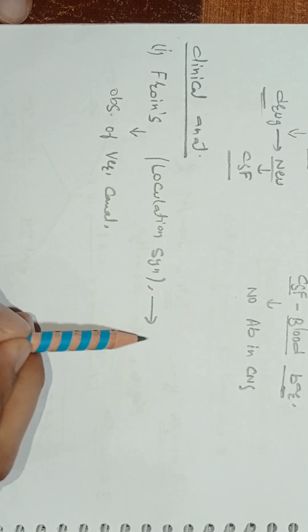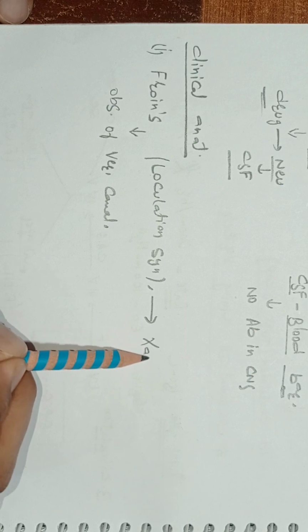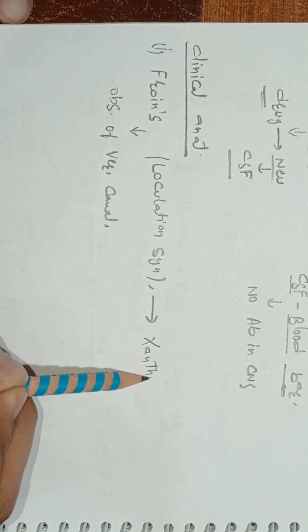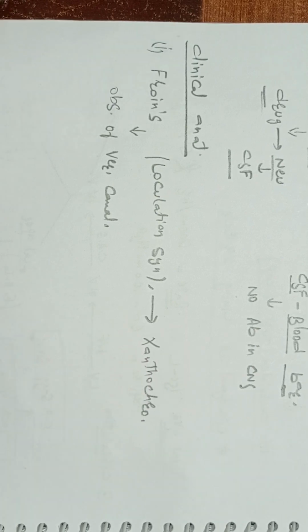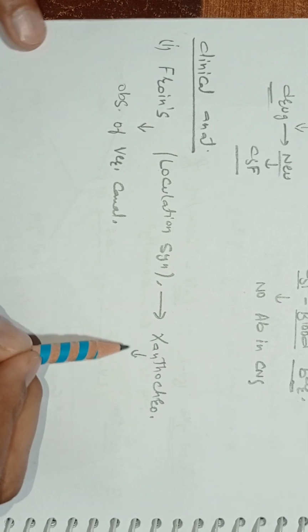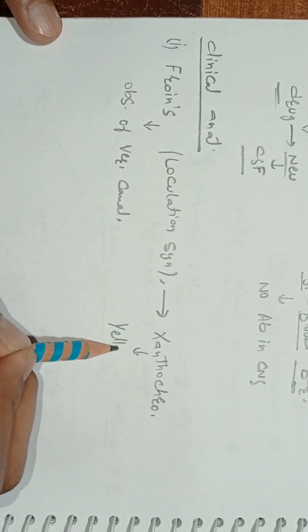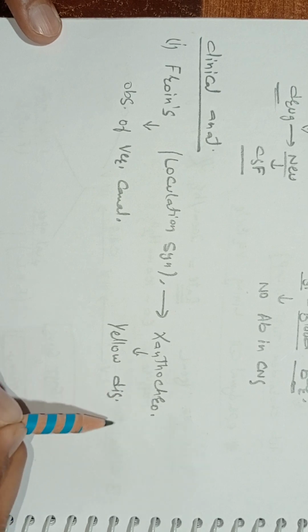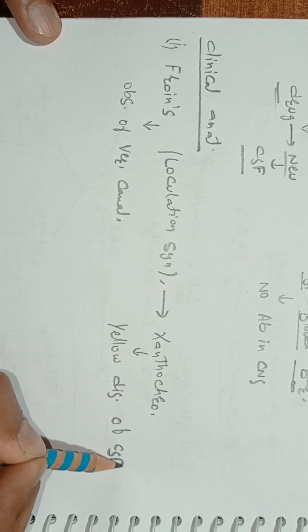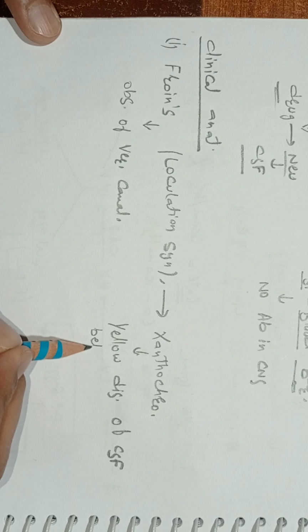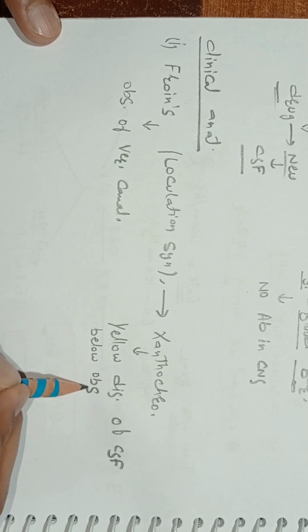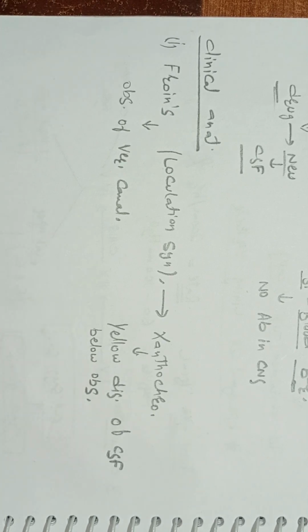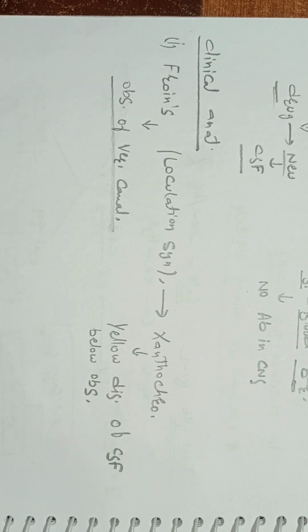What are its manifestations? Its first manifestation is xanthochromia. Clearly, what is xanthochromia? It is yellowish discoloration of CSF below the obstruction. So the first clinical anatomy point is Froin syndrome, also known as loculation syndrome. It is because of obstruction of the vertebral canal. Below the obstruction, there is yellowish discoloration of CSF, that's called xanthochromia.